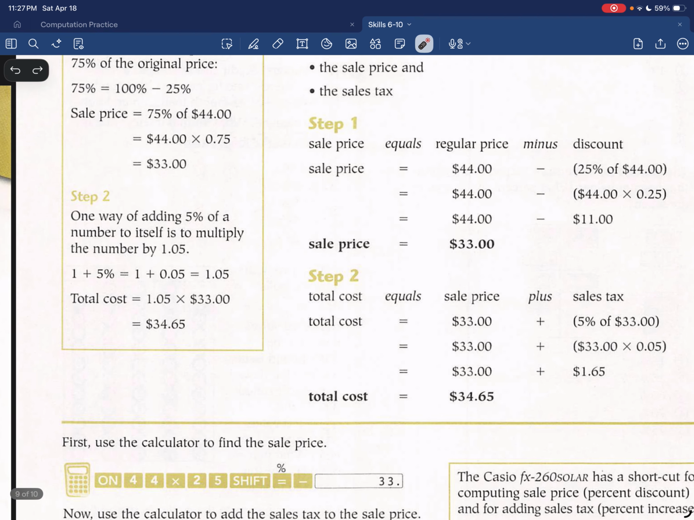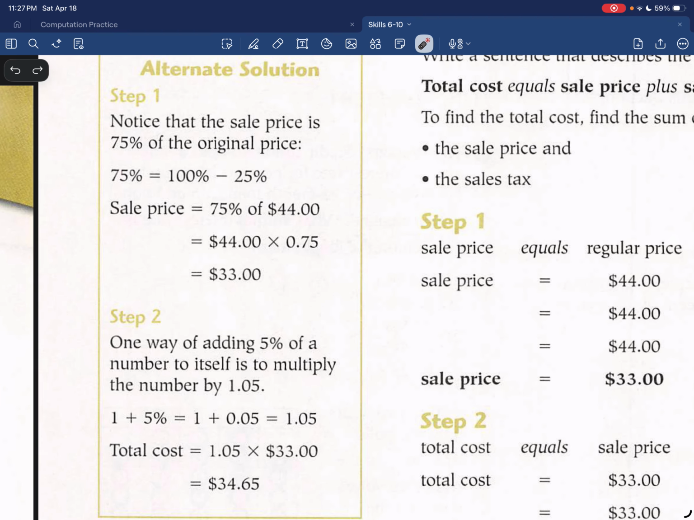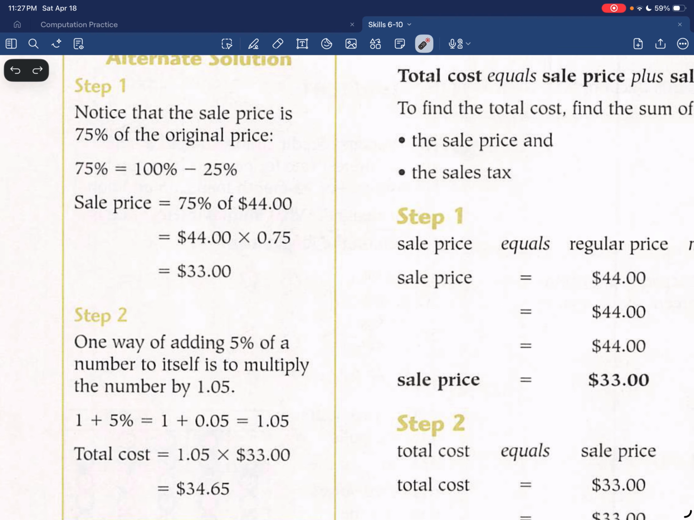Okay, here is an alternate solution. Notice that the sale price is 75% of the original price. So you can jump right to that. You take your discount right there, and then do 75% of $44 is $33. That, I understand that, but that's not the way my brain works. My brain wants to subtract a discount instead of figuring a percentage of the sale price. But you can absolutely do that if you want to.